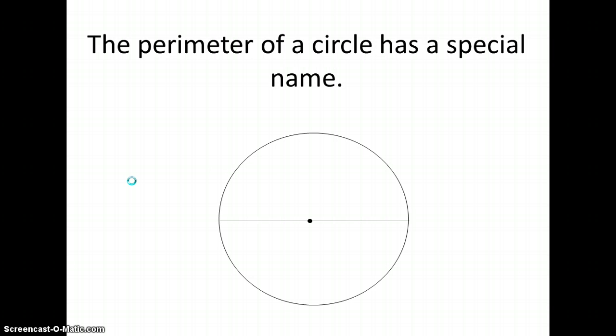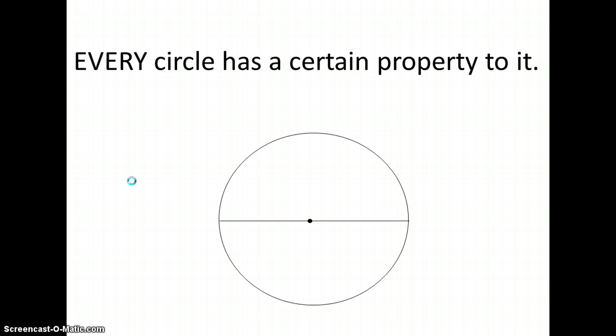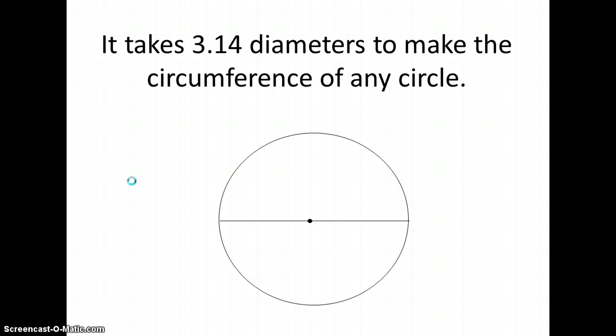The perimeter of a circle has a special name as well. It's called the circumference. And every circle has a certain property to it. So it takes about 3.14, and if that number looks familiar to you, remember 3.14 is an estimation of pi. So it takes 3.14 diameters to make the circumference of any circle.